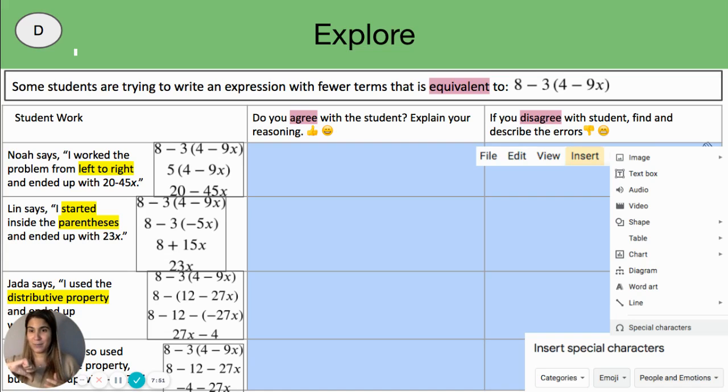Other key things to highlight were left to right, so they are conscious that the problem is worked left to right, so that is something to keep in mind. Started with parentheses, so the first step was the parentheses, and using the distributive property.